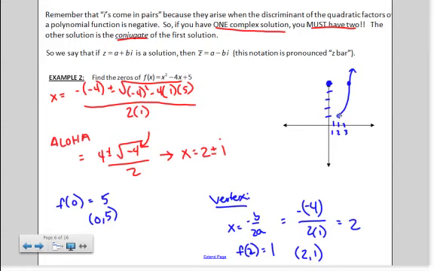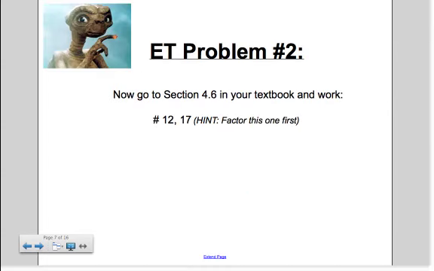Okay? So this confirms what's going on when you have imaginary solutions. They are solutions in the complex number system, but the function does not cross the x-axis. Now we have to bring all of this knowledge to what we're doing now, our new material. Except first you're going to work two problems from the textbook. Notice that number 17 says to factor that one first, okay?